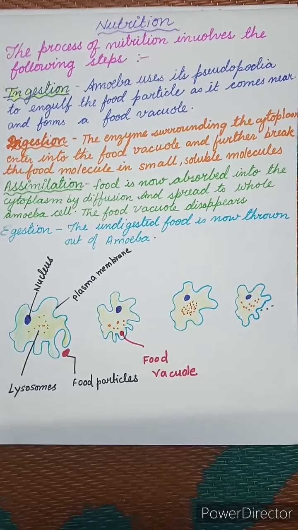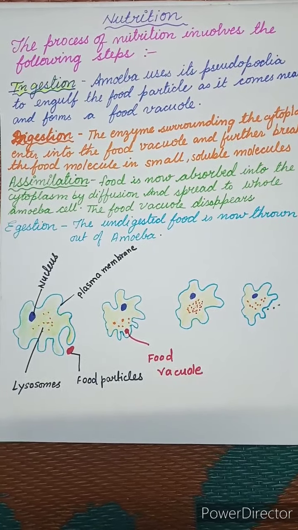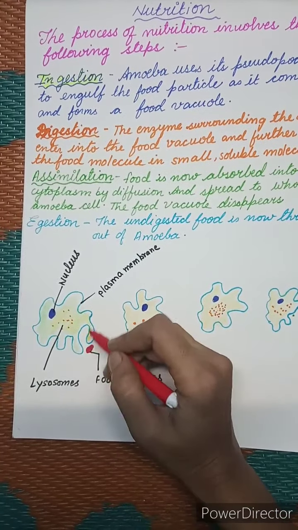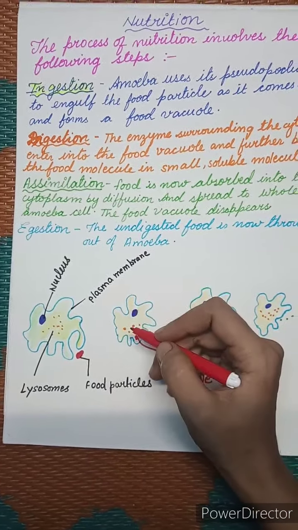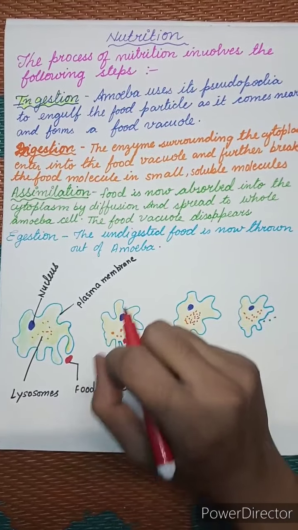Today we are going to study nutrition in amoeba. So children, this is the picture of amoeba. They are of irregular shape. You can see, you can draw it in any way. So how do they get nutrition or how do they get their food?